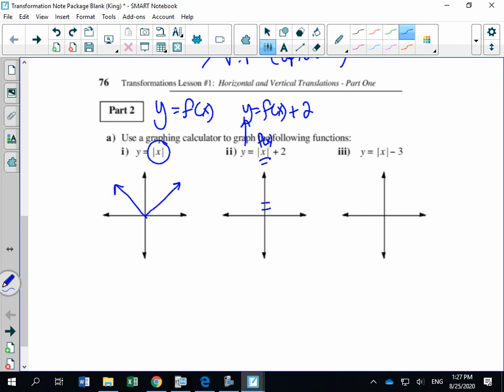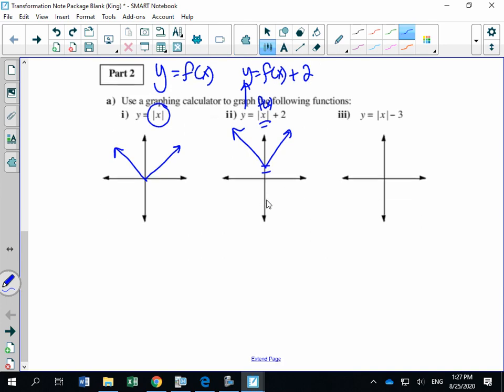So now we're at 1, 2, and our new function is here. The shape of the graph did not change at all. It just was translated 2 units up. So my K value, K is equal to 2, and it went 2 units up. You could enter this in your calculator if you want to.